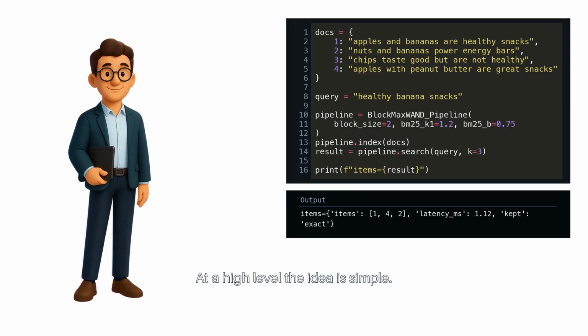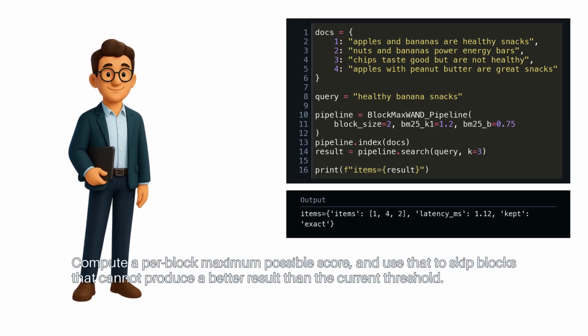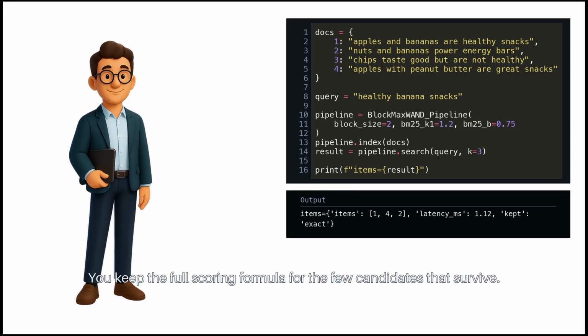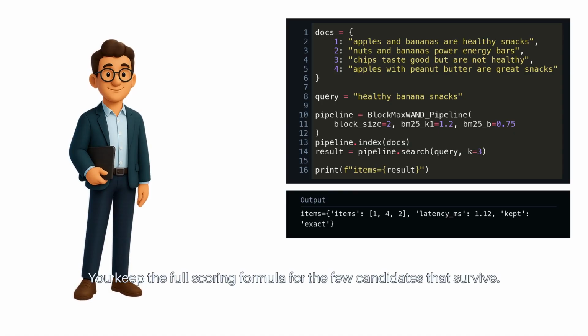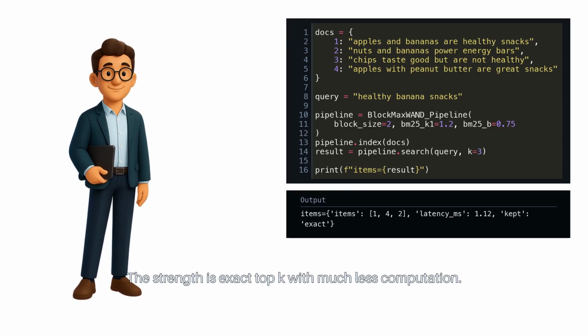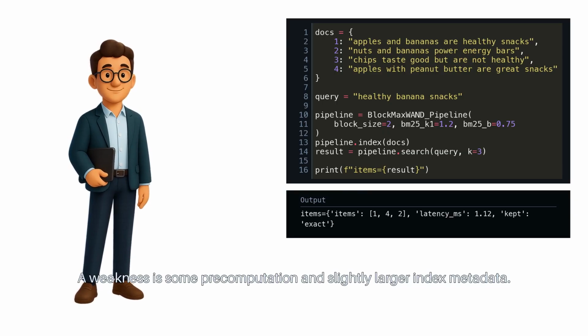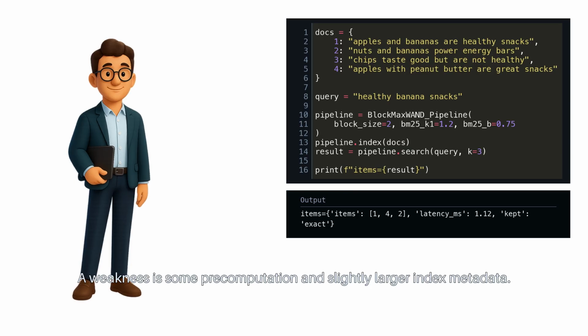At a high level, the idea is simple. Compute a per block maximum possible score, and use that to skip blocks that cannot produce a better result than the current threshold. You keep the full scoring formula for the few candidates that survive. The strength is exact top K with much less computation. A weakness is some pre-computation and slightly larger index metadata.